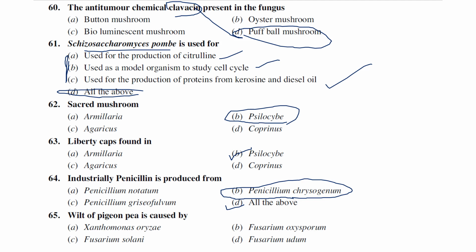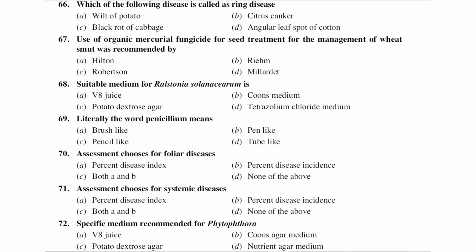Okay, wilt of pea is caused by Xanthomonas, Fusarium. Fusarium oxysporum generally causes wilt of pea. Which of the following diseases is called ring disease? Wilt of potato, citrus canker, black rot of cabbage, and angular leaf spot of cotton. Generally, in wilt of potato we can see some kind of rings. That's why it's called ring disease, nothing else.